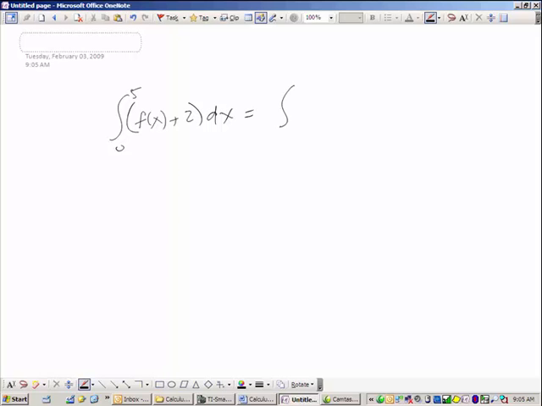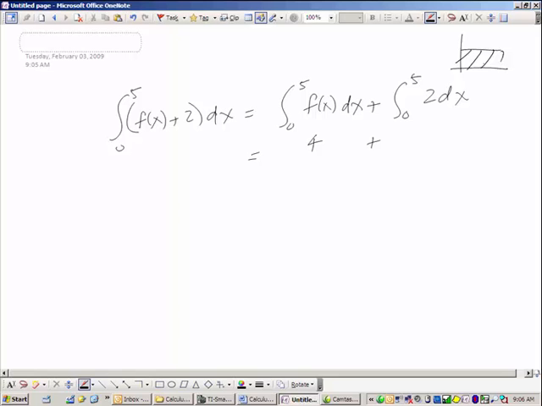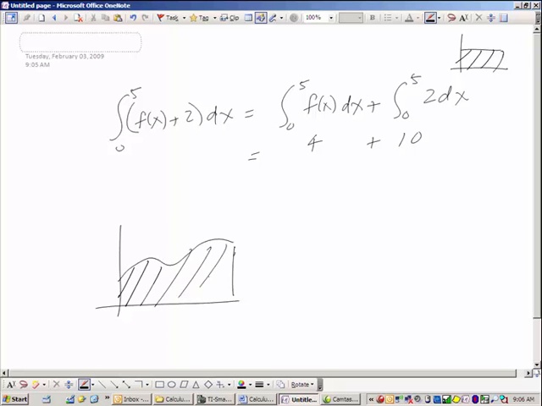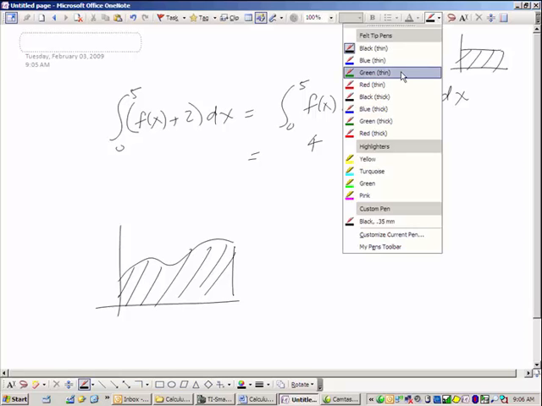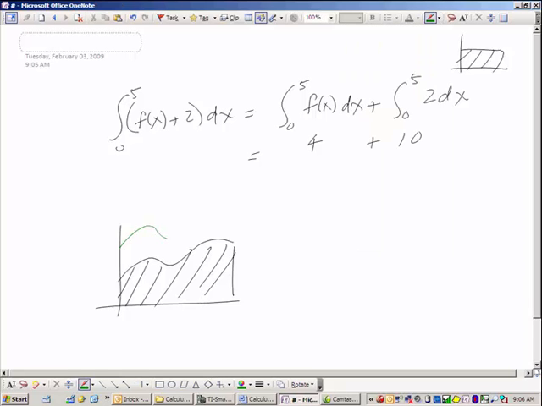So you're thinking about, hey, this is really the integral from 0 to 5 of f of x dx plus the integral from 0 to 5 of 2 dx. Right, yeah. I can break it up into two different functions. I know what this is, right? This is 4. What's this a picture of? A 2 by 5 box, right? And that would be 10. So if you think about it graphically, that's what f of x does. What does f of x plus 2 do? Well, you already told me. It lifts it up 2 units.